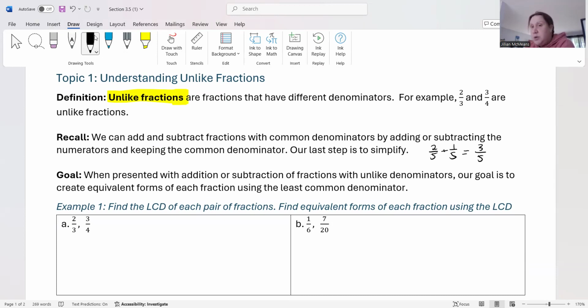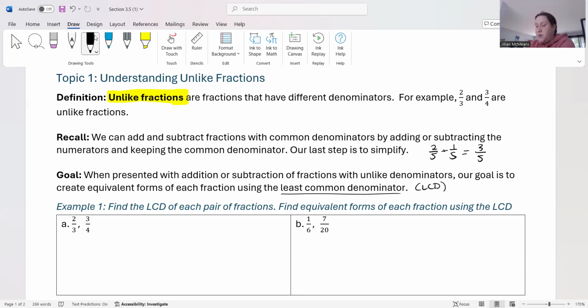Our issue now is what do we do if our fractions have different denominators? Our goal, when presented with addition or subtraction of fractions with unlike denominators, is to create equivalent forms of each fraction using the LCD. We also talked about this in the previous worksheet. We learned what a least common denominator is and how to find it, and we reminded ourselves how to find equivalent forms of fractions. Remember, the least common denominator, which we generally call the LCD, is the smallest multiple all of the denominators have in common.